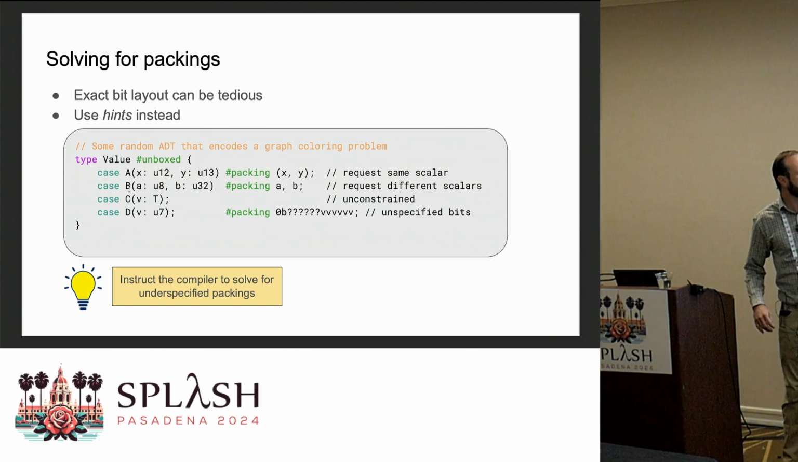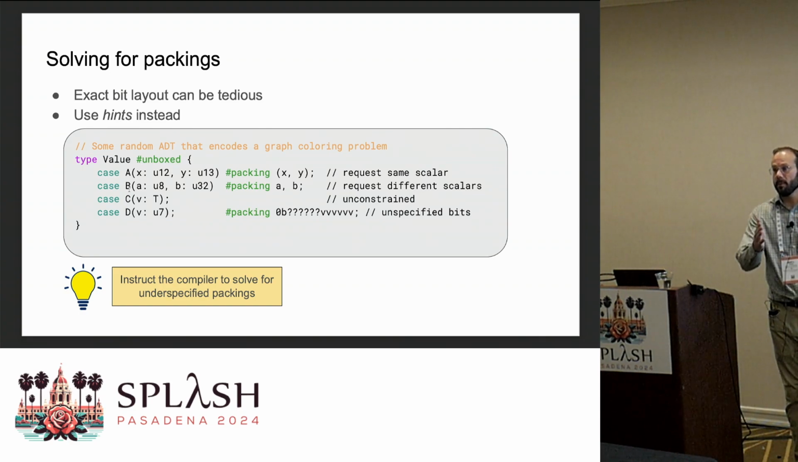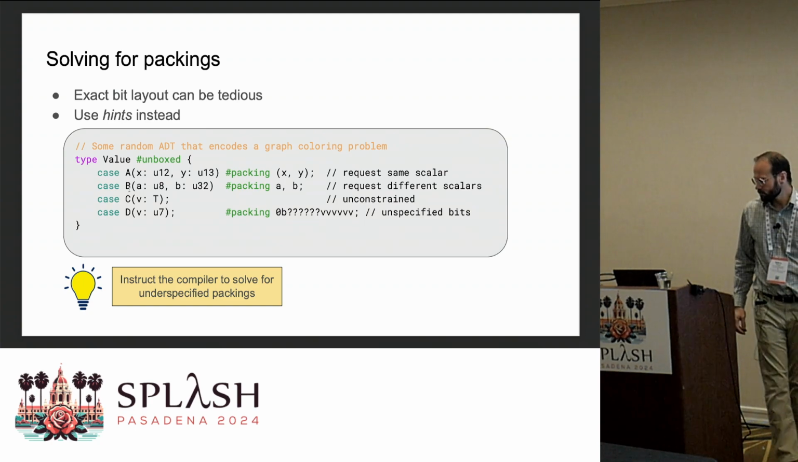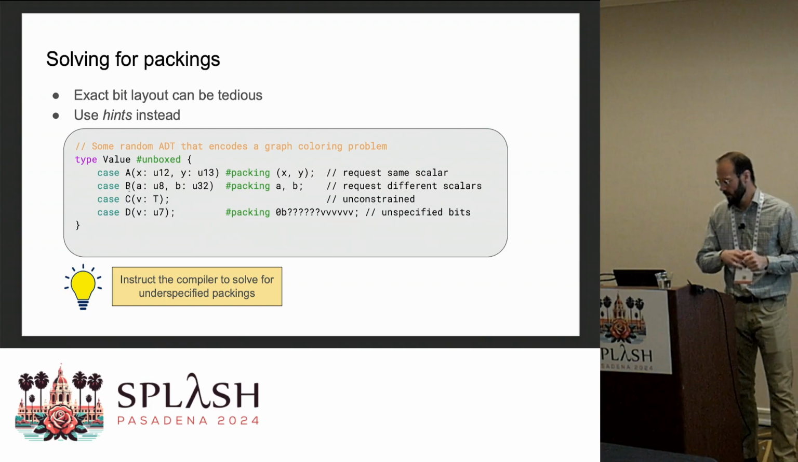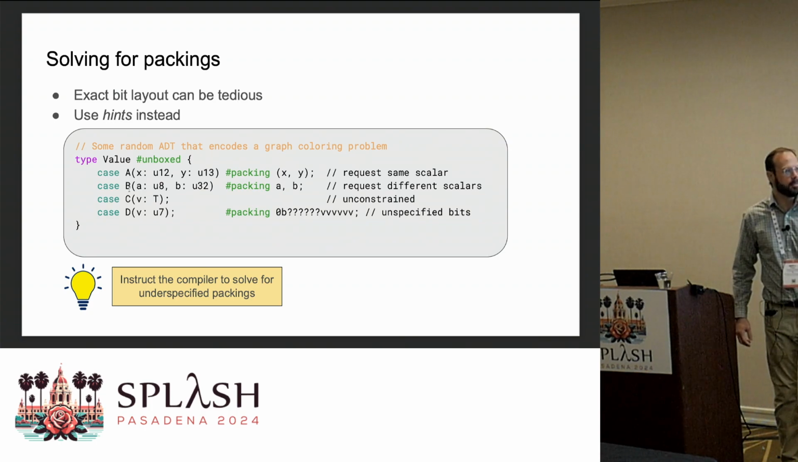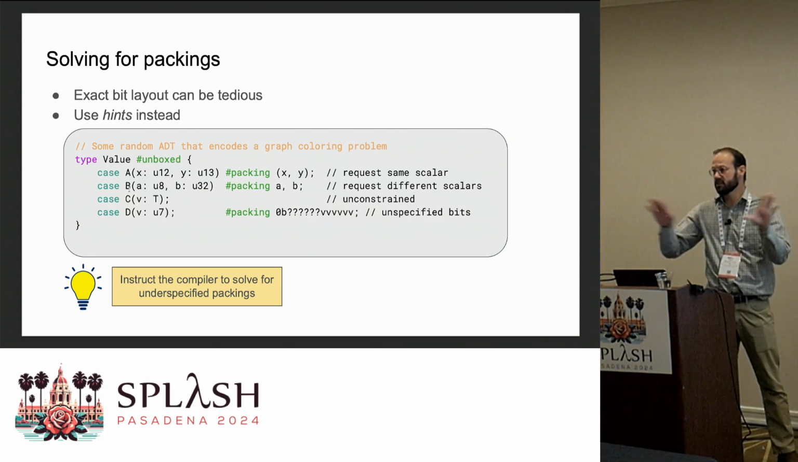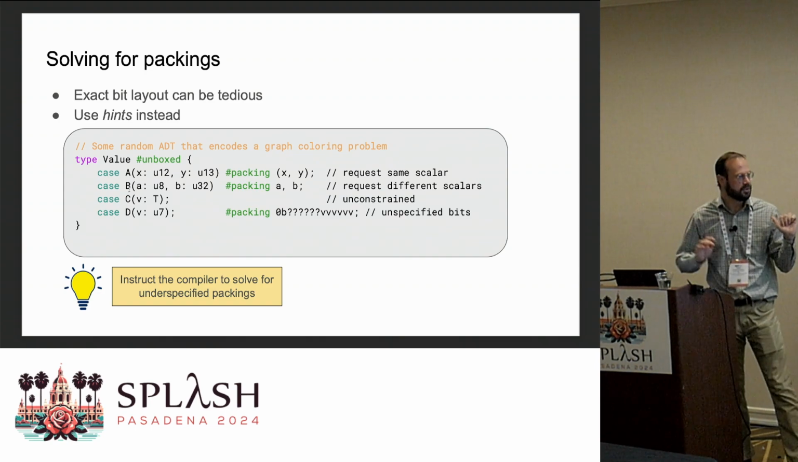So in this case, we've got a value, maybe there's an A case, 12 bits and 13 bits, but we actually don't care. We just want the compiler to put them in the same word. In that case, you can say packing X, Y. And that just means I want X and Y to be in the same word. If you want them to be in different words, maybe you can say A, comma B without the parentheses and that just says separate these into two words. I don't care how you do it. I just want a packing where there's two words in the end.